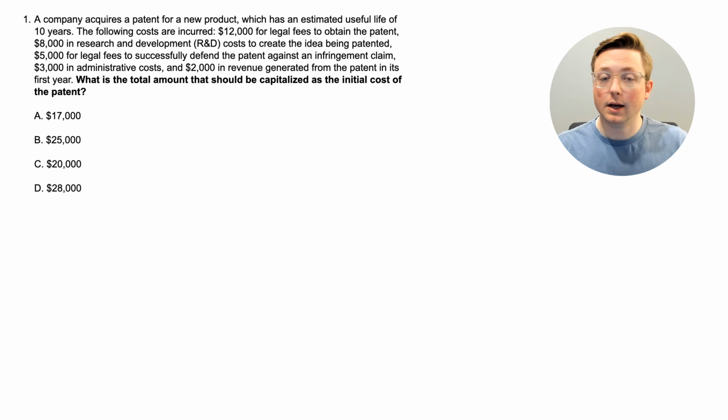Okay, so we're trying to figure out the amount that's going to be capitalized. A company acquires a patent for a new product, which has an estimated useful life of 10 years. The following costs are incurred: $12,000 for legal fees to obtain the patent, $8,000 in research and development costs to create the idea being patented, $5,000 for legal fees to successfully defend the patent against an infringement claim, $3,000 in administrative costs, and $2,000 in revenue generated from the patent in its first year. So there's a lot of things going on there. We need to figure out how much of this is going to be the cost that is amortized over the useful life of this intangible asset.